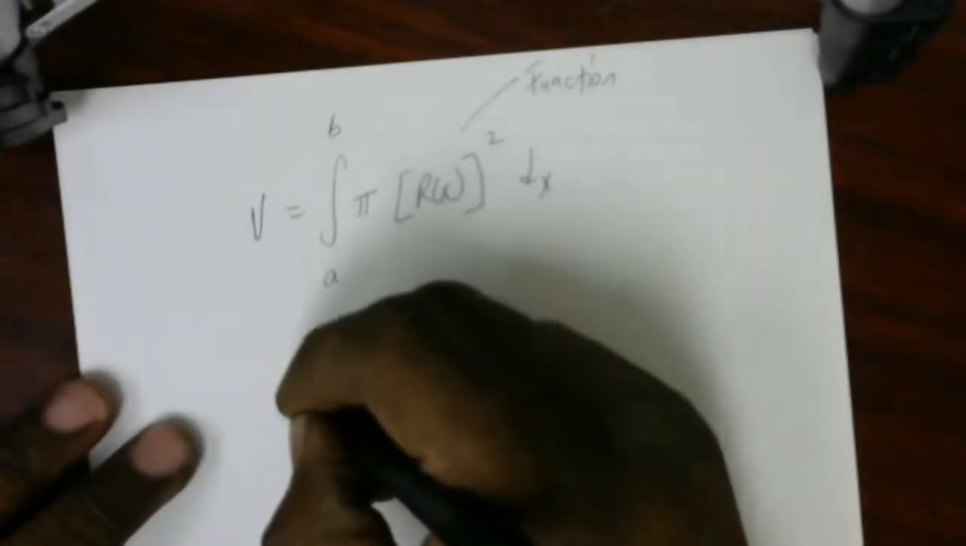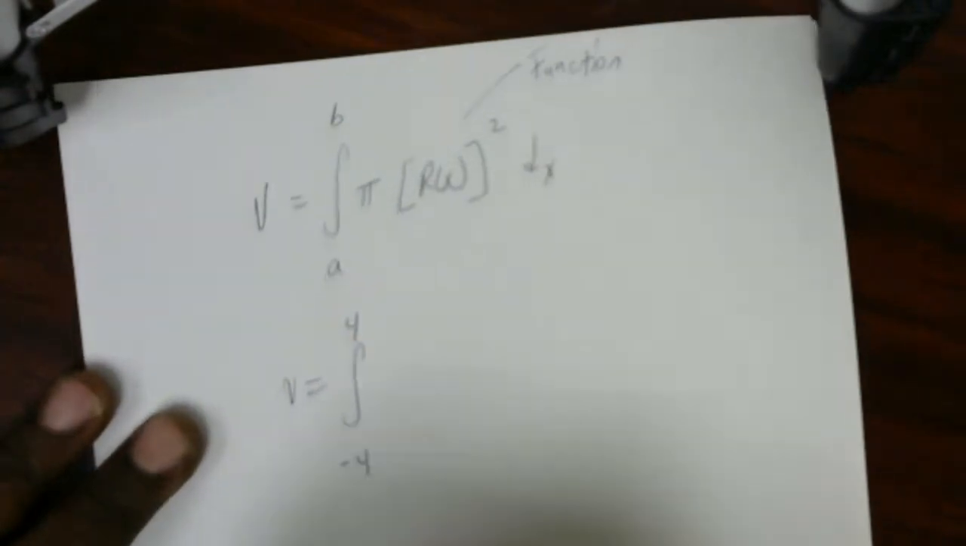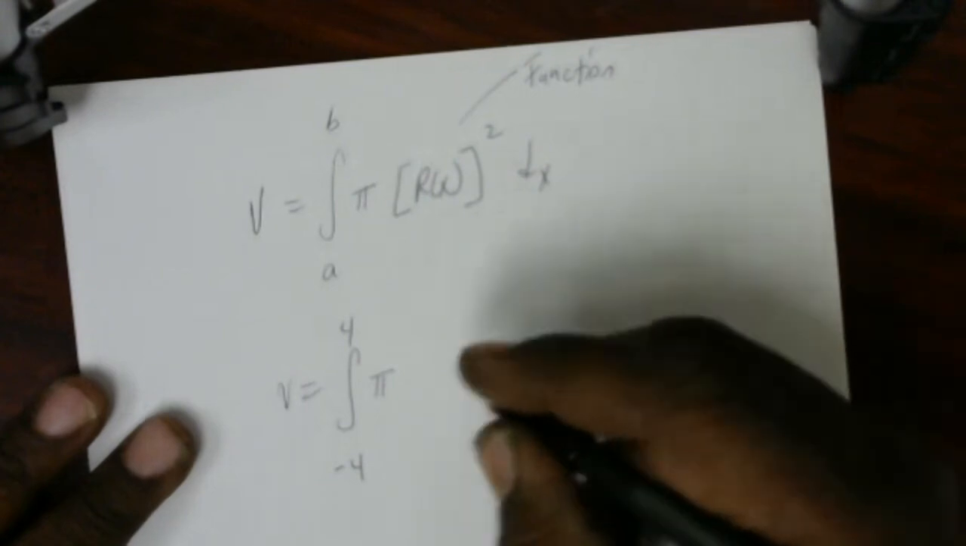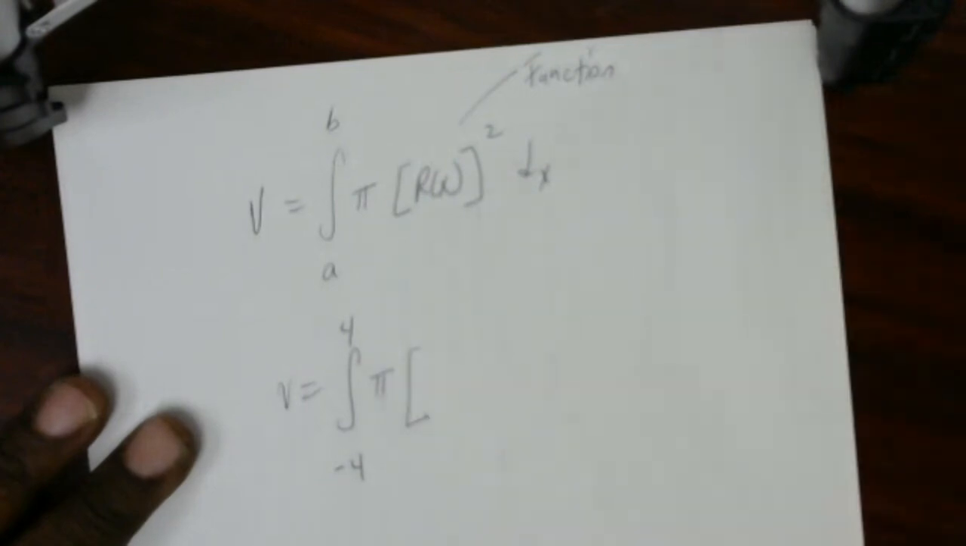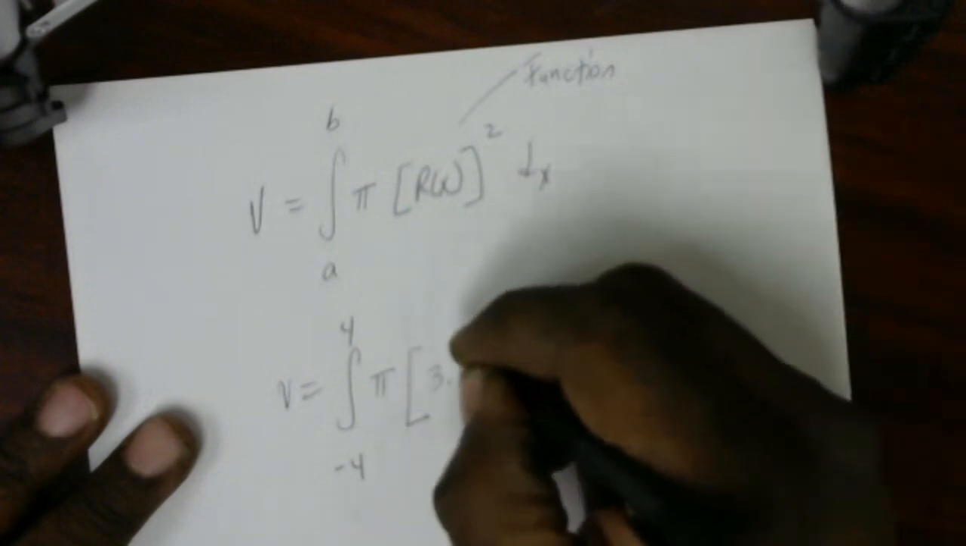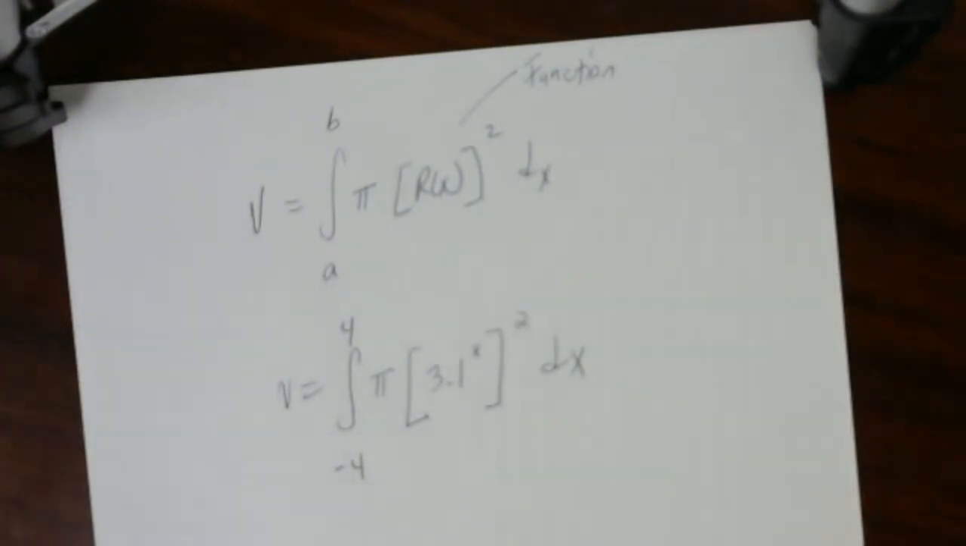So we have the integral from -4 to +4 of pi times the radius, which is our function, and that function was 3.1 raised to the x power, squared, dx. Right, so this is what we're going to integrate in the calculator.